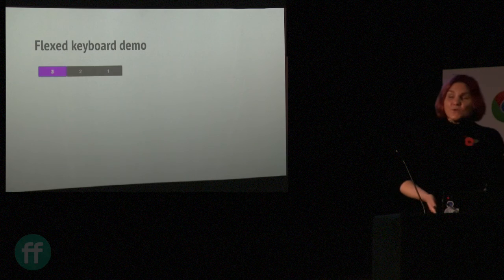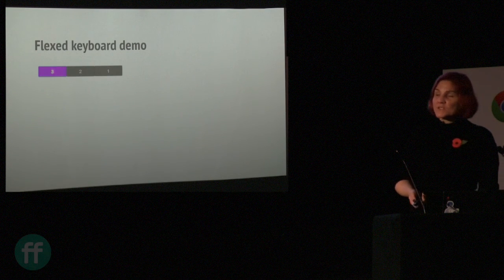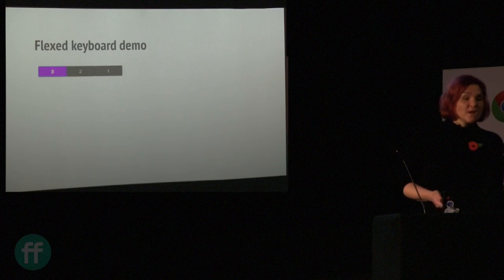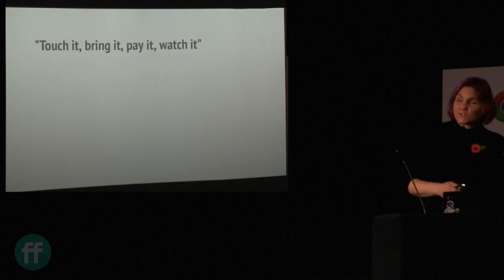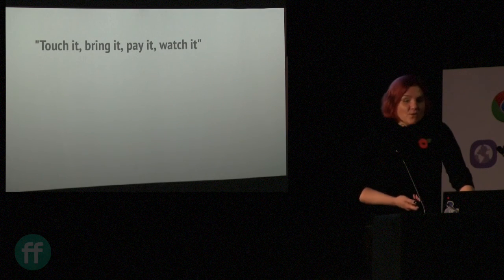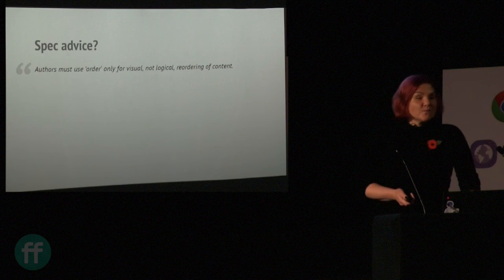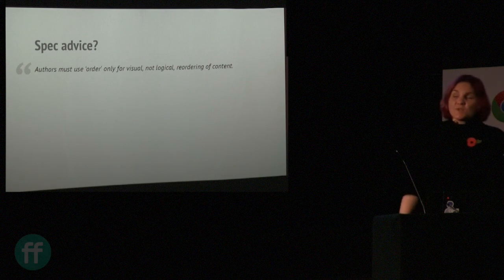It goes in reverse order because, as a keyboard user, you're hitting things in DOM order, not flex order. And so we start getting this flex keyboard disconnect problem, where things don't really start to make sense in terms of the way someone who's using a keyboard interacts with it. Touch it, bring it, pay it, watch it. So watch it. It's all about this connection between the visual and the keyboard interaction. Here's what the spec says.